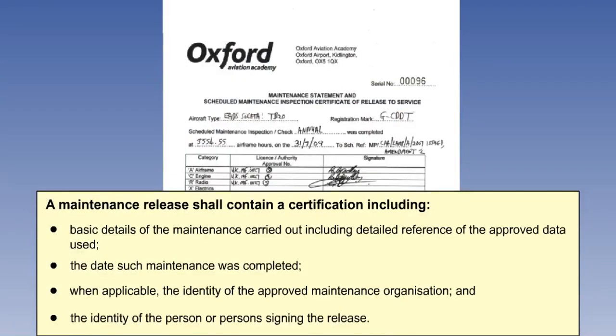Finally, whenever an aeroplane used for commercial air transportation undergoes maintenance, that fact is recorded and a certificate is raised to release the aircraft back to service. The contents of the certificate are self-explanatory and shown here.